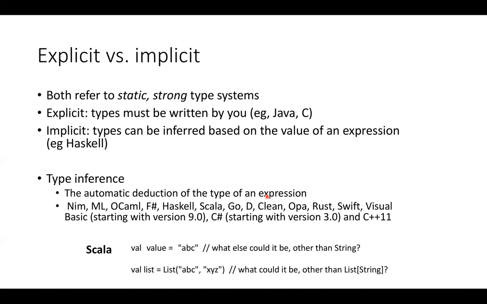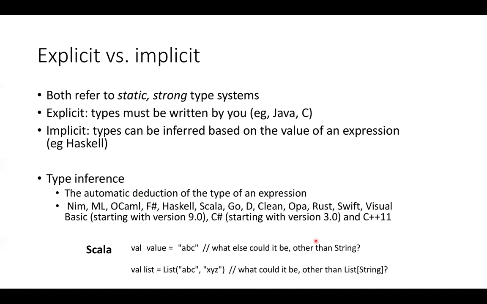And instead of saying static strong, I think I should just say static type systems here. But plenty of good languages out there have type inference algorithms that let the compiler help out with types. And the way that it works, I mean, you can kind of imagine how it must work.